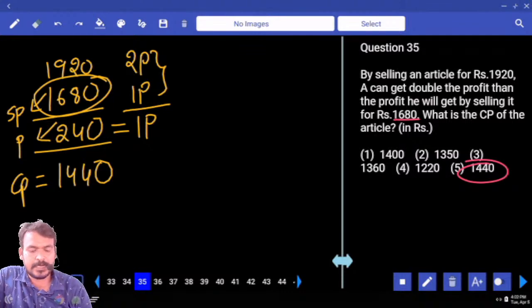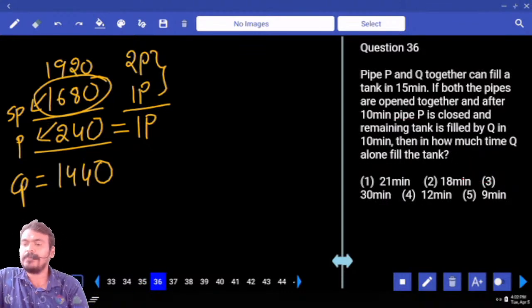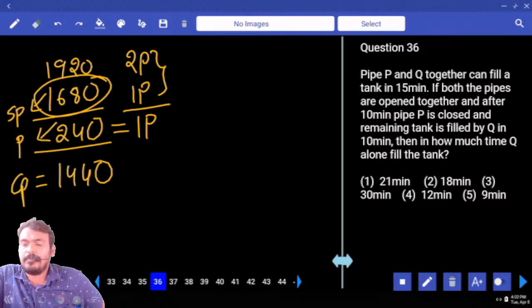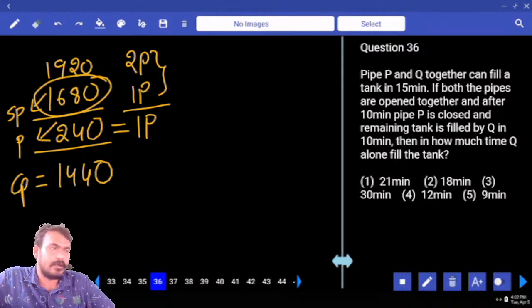Next question number 36. Pipes P and Q together can fill a tank in 15 minutes. If both the pipes are open together and after 10 minutes pipe P is closed, the remaining tank is filled by Q in how much time? 10 minutes. Then how much time can Q alone fill the tank?